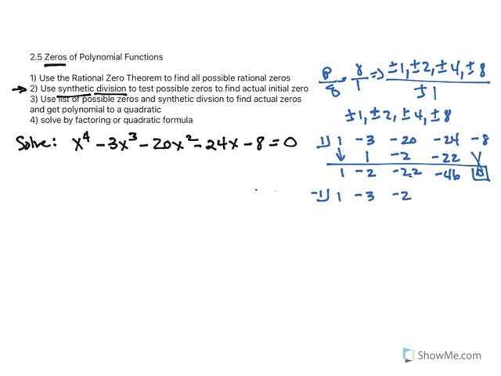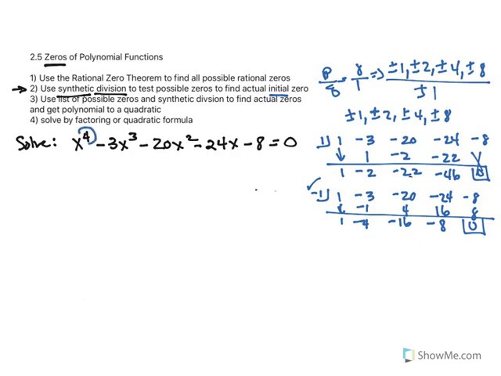1, -3, -20, -24, -8. So -1, -4, 4, -16, 16, -8, 8, 0. Yes. All right, so we got -1. Now, we are at step 2. We just use synthetic division to test possible zeros to find an actual initial zero. So we found an initial zero.